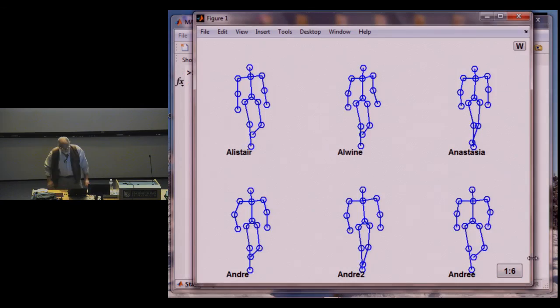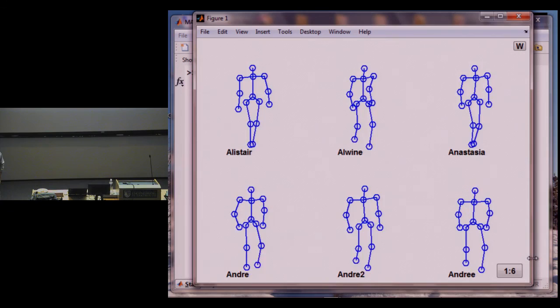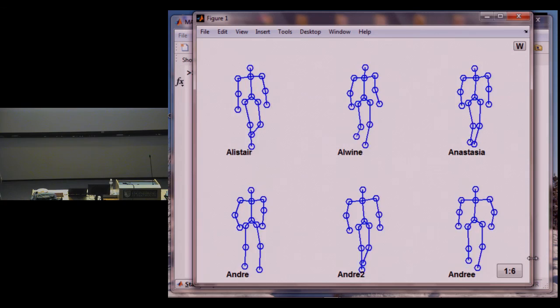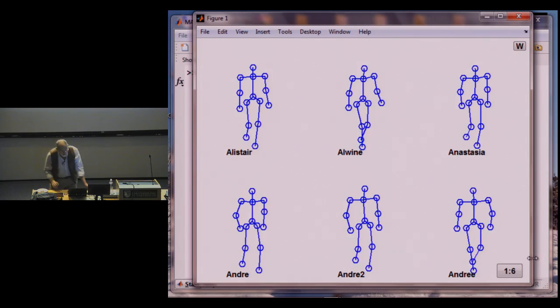So here are six of his subjects. We're just playing back the data here. There's no simulation. There's no physics. We're playing back just the five components of that series, which capture about 95-97% of the motion. And if you look at the series, it's just a matrix of numbers. But if you plot them this way, you can see how these people are walking.